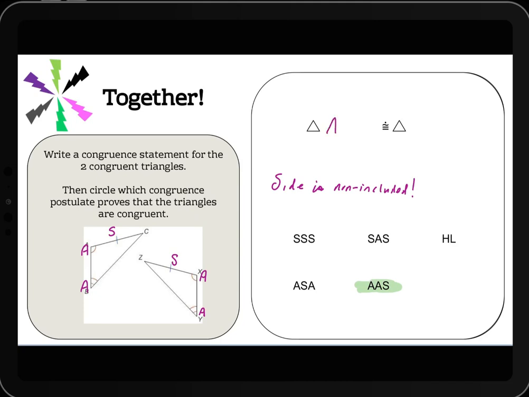So if I write triangle ABC for my congruence, I know that it will be congruent to triangle XYZ. Again, those are corresponding vertices in each triangle. That's why it's arranged the way that it is.